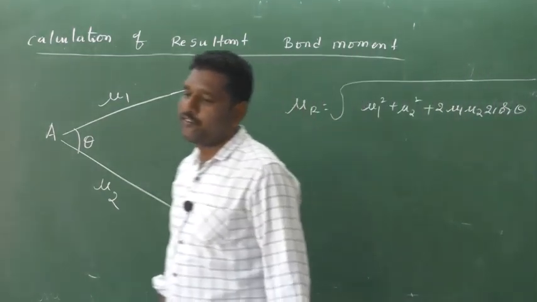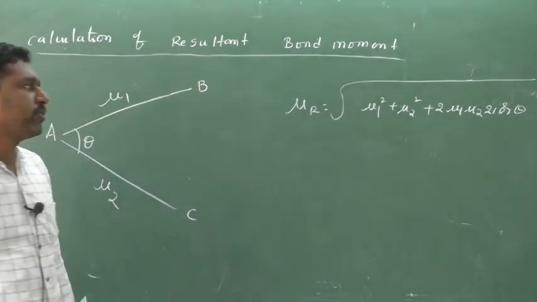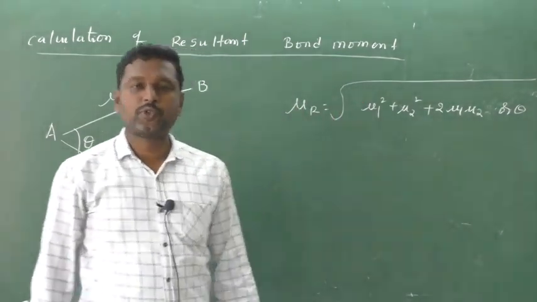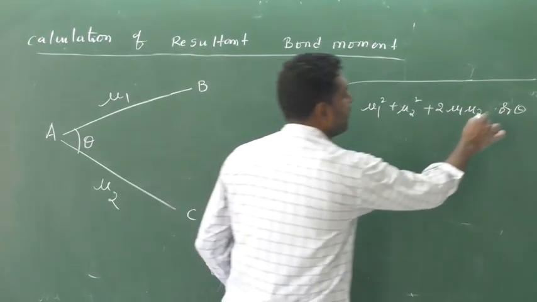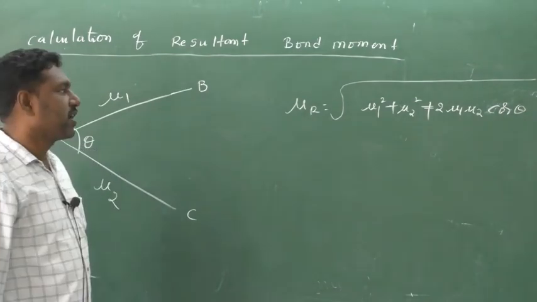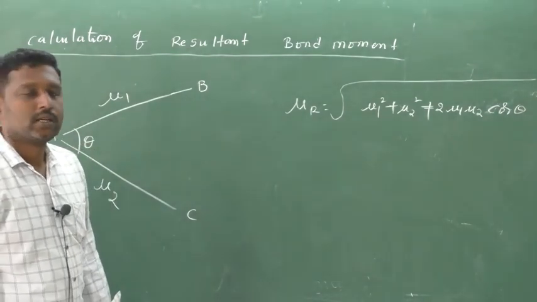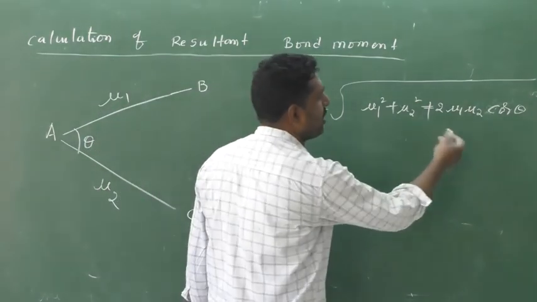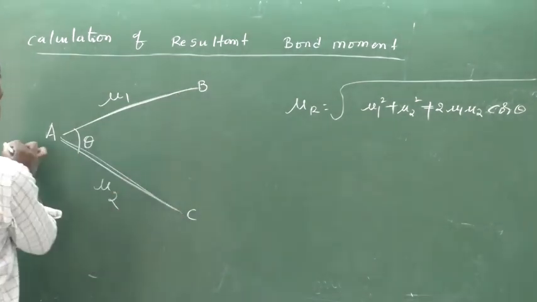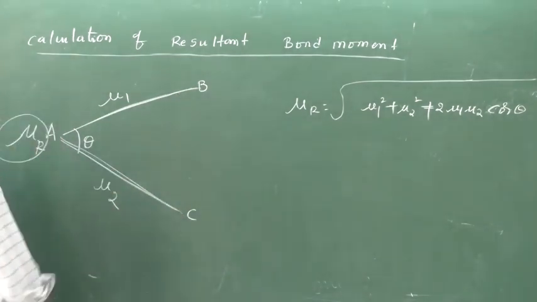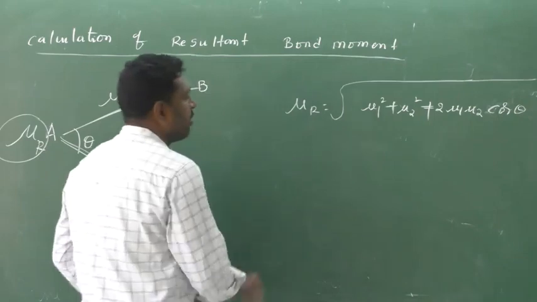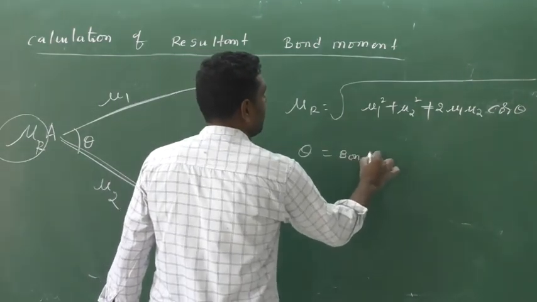So this is the formula: 2 mu1 mu2 cos theta. Theta is equal to bond angle. It is like a square plus b square plus 2ab cos theta; in this direction we consider this vector, and in this direction that vector. Therefore mu r is calculated by the square root of mu1 square plus mu2 square plus 2 mu1 mu2 cos theta, where theta is the bond angle.